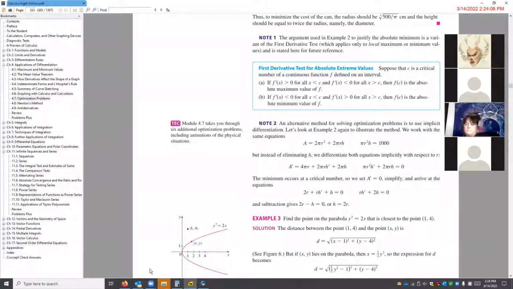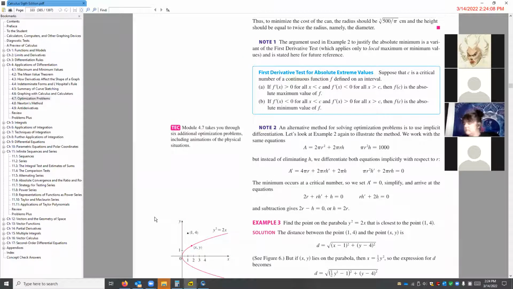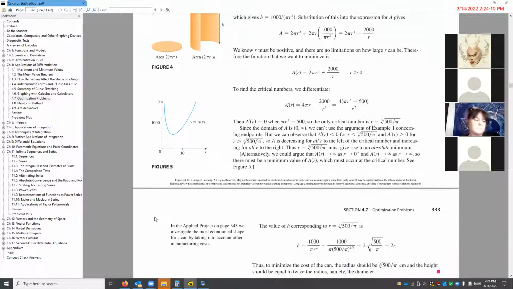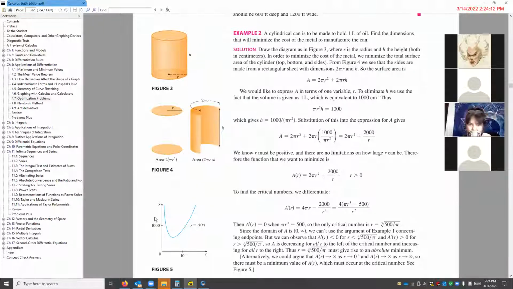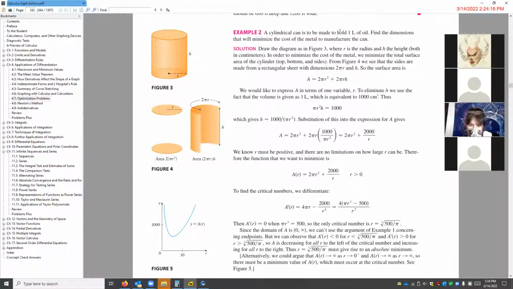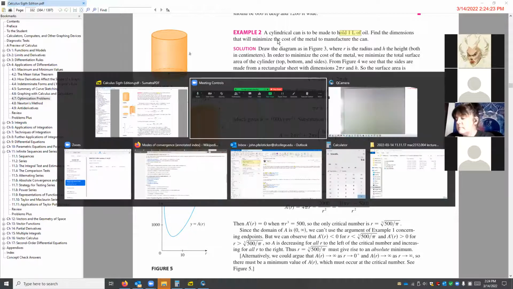Let's try to use this theorem and those steps to solve another little optimization problem. This is a good one. So I'm going to make a cylinder can, a cylindrical can, and I need it to hold 1 liter of oil. I want to find the dimensions that minimize the cost.